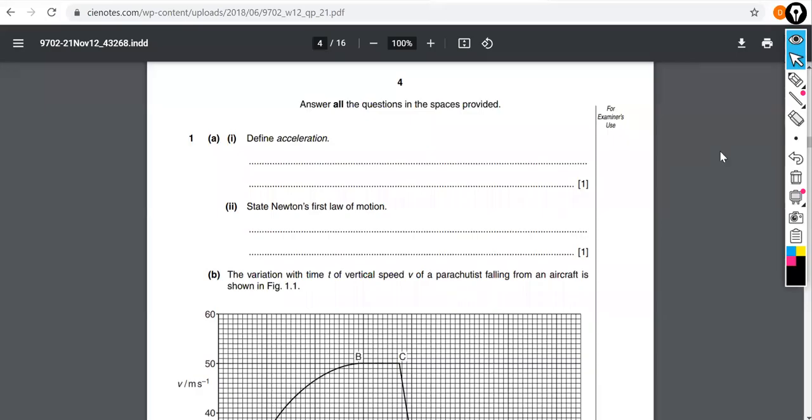In this worked example, we're going to be looking at dynamics. Question 1A1, define acceleration. Class, what did you say for that? Everybody said it together, well done. The rate of change of velocity.